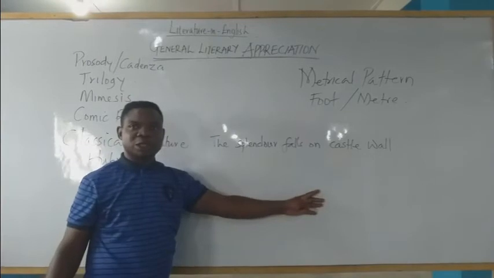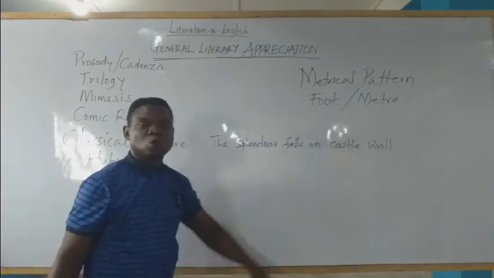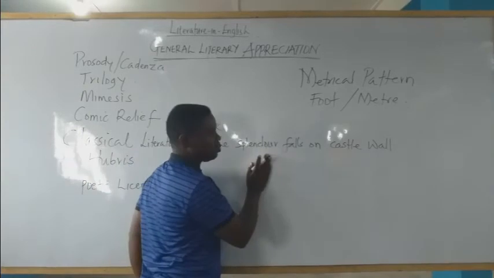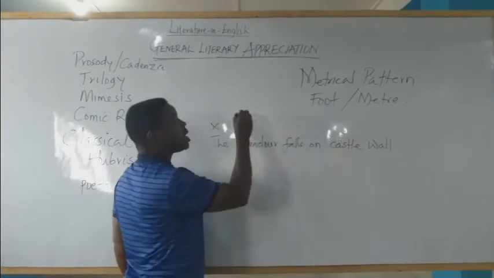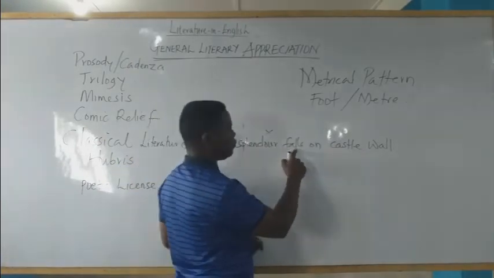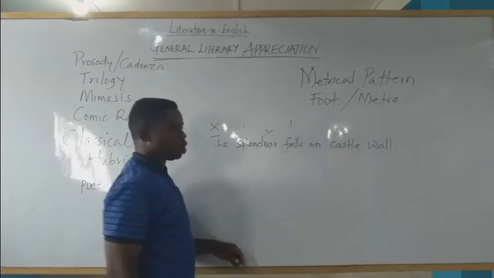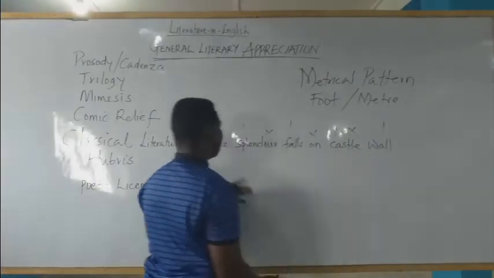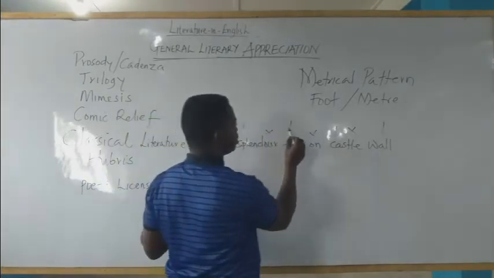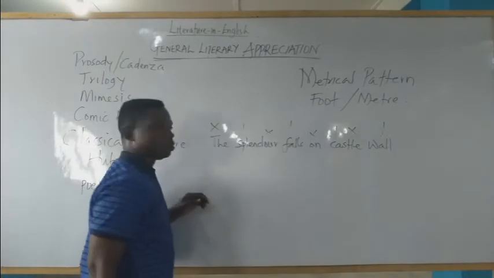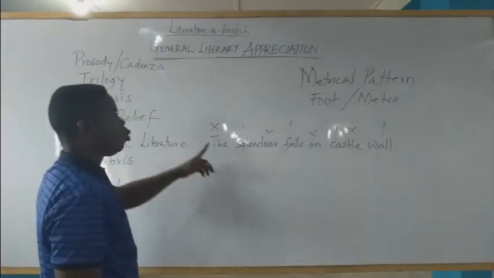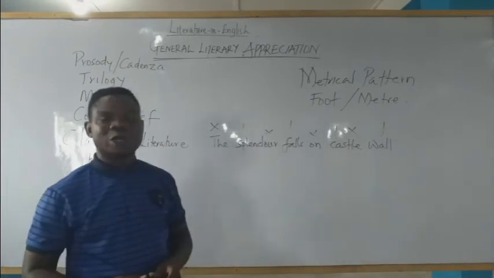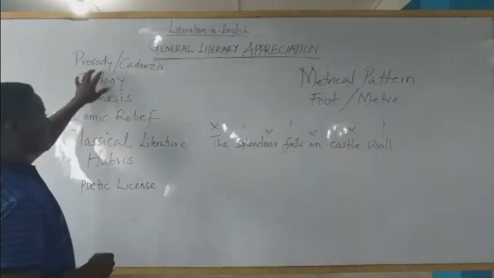Meaning, we have to pronounce these words and get which syllable is stressed and which is unstressed. "The" is an article, unstressed. "Splendor" is a noun with two syllables: "splen" is stressed, "dor" is unstressed. "Falls" is a verb, always stressed. "On" is a preposition, unstressed. "Castle" is a noun. "Wall" is a noun as well. So this line has unstressed, stress, unstressed, stress, unstressed, stress, unstressed, stress. This feature is called prosodic feature or cadenza. So when you get the metrical pattern of a poem by identifying stressed and unstressed syllables, class, take note, it is called prosody or cadenza.